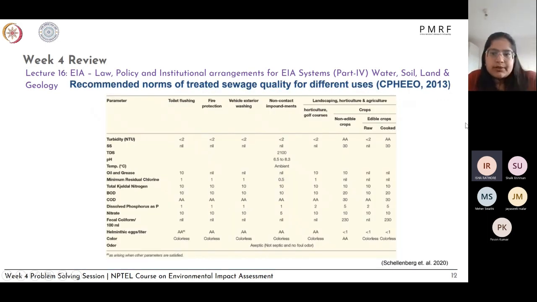And then again we have, from the Central Public Health Environmental Engineering Organization, which is a subunit of the Ministry of Housing and Urban Affairs, recommended limits for the treated sewage quality for different uses. So you have things like toilet flushing, fire protection, vehicle washing, non-contact impoundments, and other landscape, horticulture, and agriculture uses. And again, you have these similar parameters being recommended by a different authority.